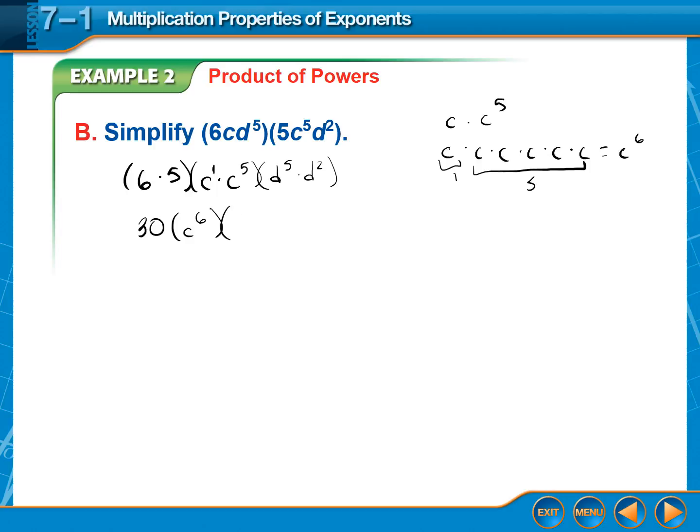And then I'm going to add d to the 5th and d squared, or multiply them together, so I add the exponents, so it's d to the 7th. So my final answer is 30 times c to the 6th, d to the 7th.